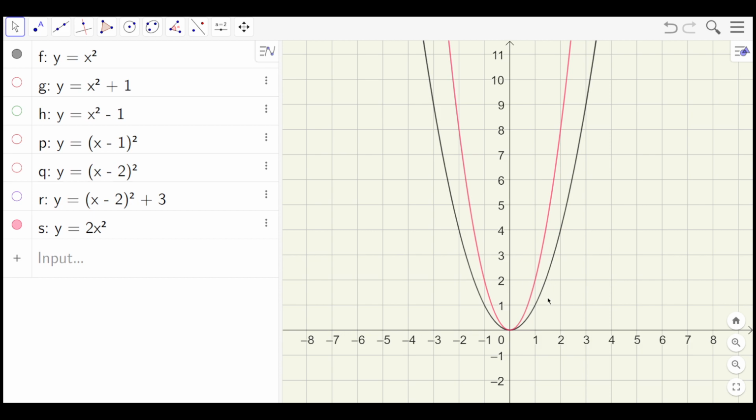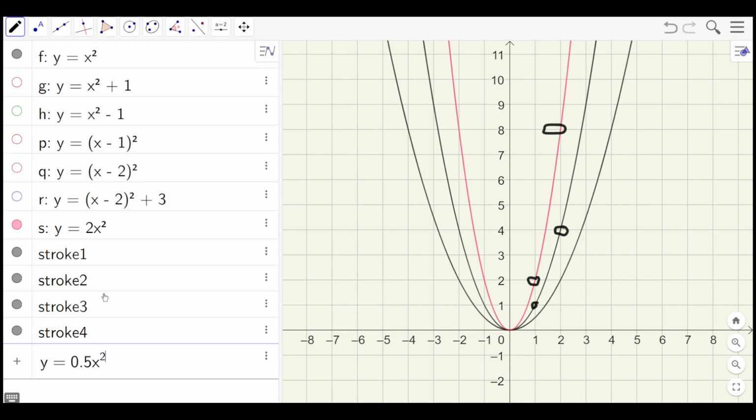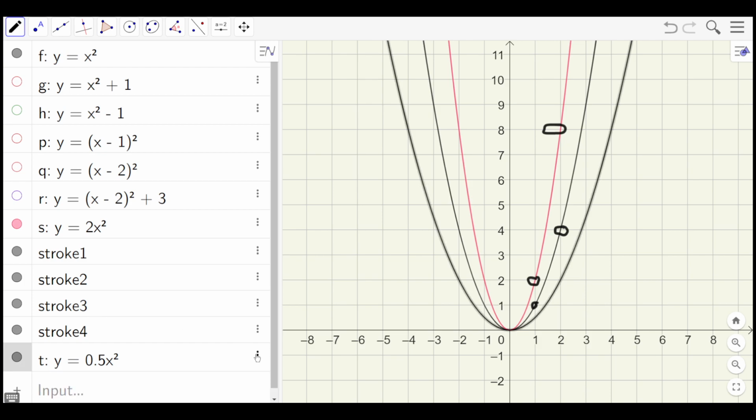Do you see why? Because you see this point here, let me change to this pen. This point has height 1. Now it has moved to height 2. For example, what is the height of this point? 4. It has moved to height 8. So you see that's why it becomes narrow. Let me immediately change this by typing 0.5. I would type y equals 0.5 x squared, and then you see what happens. Let me change the color here as well.